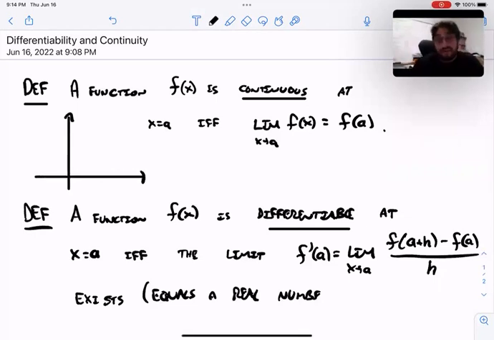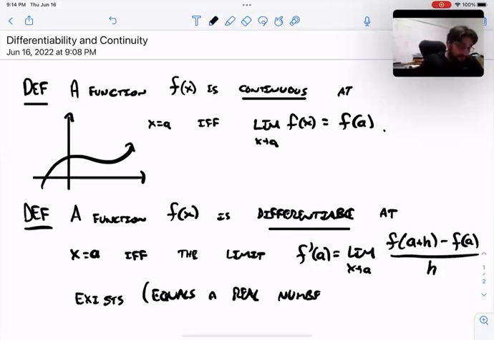means that our function, intuitively, can be drawn with a single pen stroke if you're saying continuous on a set, right? That's just one stroke of the pen on that set without lifting from the page, right? But this is sort of unrigorous, right?